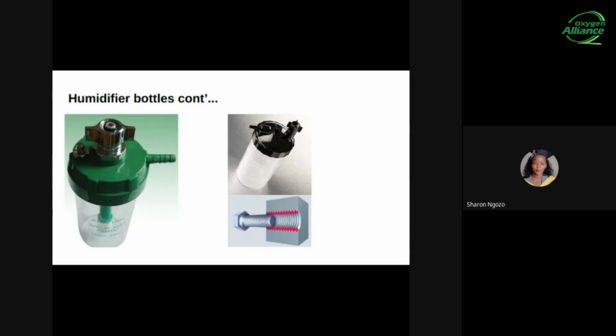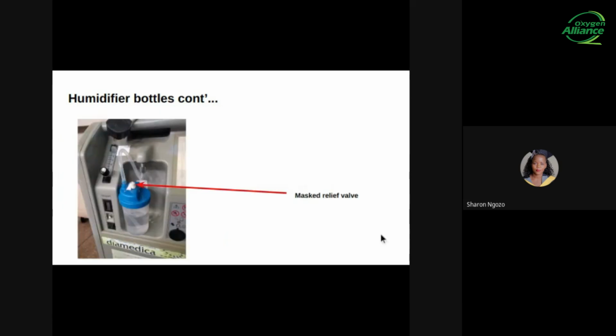So this results in oxygen escaping to the surrounding and a little amount of oxygen is delivered to the patient. Another thing to take note of that we have seen is the plastering of the humidifier bottle lip valve. So the lip valve is used to bleed off excess pressure that has built up inside the bottle.